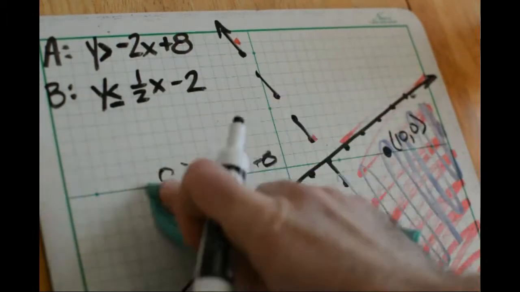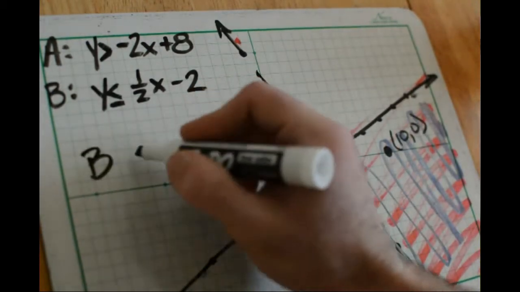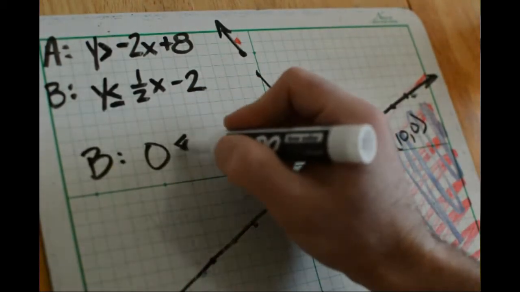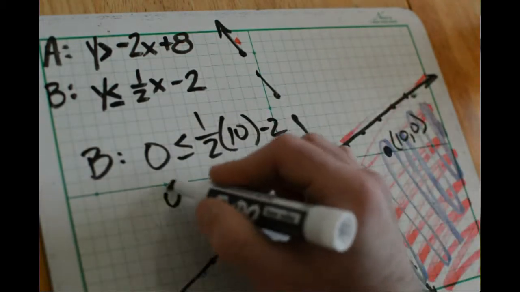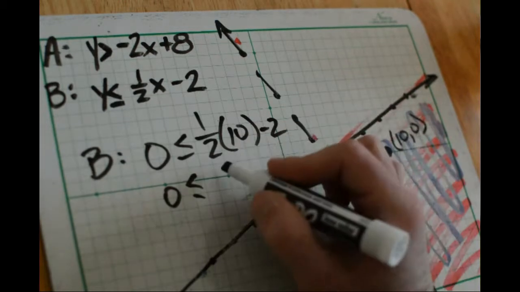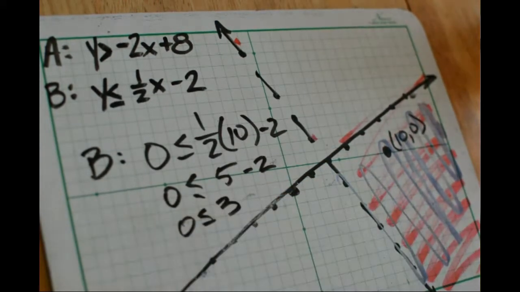If we take a look at that same point in our second inequality B, y is 0, which is less than or equal to 1/2 of x, where x is 10, minus 2. So 0 is less than or equal to 1/2 of 10, which is 5, and 5 minus 2 is 3. So it is true again. That's a solution to both of the inequalities.